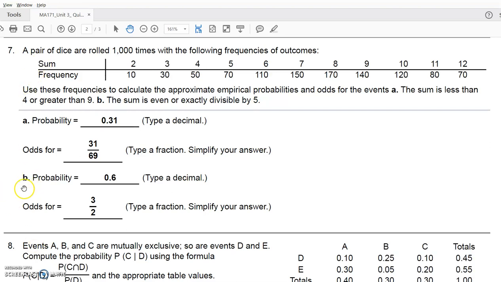Number 7. A pair of dice are rolled 1,000 times. In part A, we want to find the probability that the sum is less than 4 or greater than 9. So look at the chart. Less than 4 means it needs to be 2 or 3. So there's 10 plus 30, 40 different ways. And greater than 9 is 10, 11, 12. So 120 plus 80 is 200, plus 70, 270. And then there's 30, 300, 310. So it's 310 divided by 1,000, which makes 0.31.